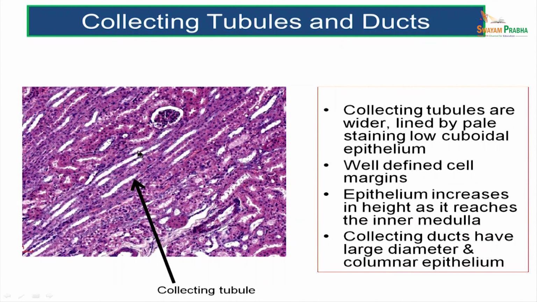So, what is the histological structure of collecting tubule and collecting duct? You can see from this picture that the collecting tubules are wider, they are lined by pale staining, low cuboidal cells. The cell margins are well defined. The epithelium increases in height as it reaches the inner medulla. The collecting ducts have a larger diameter and they have a columnar epithelium.